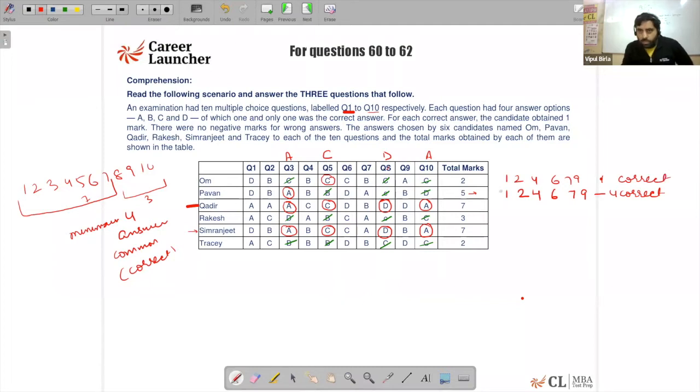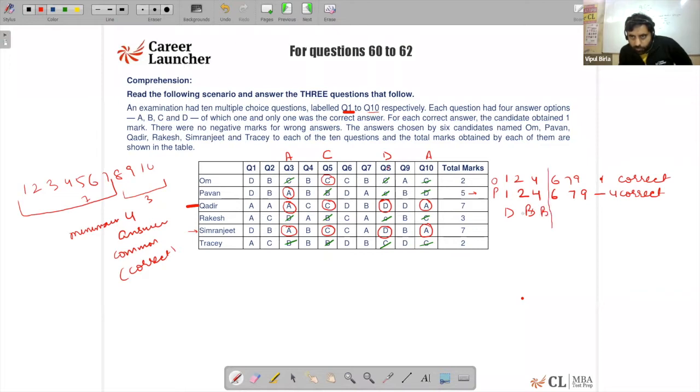Only one is correct. Okay. But if we observe carefully, the answer to question number 1 by both Om and Pavan. This is for Om. This is Pavan. The answer given for question number 1 is D. It is B. And it is B for the first three.